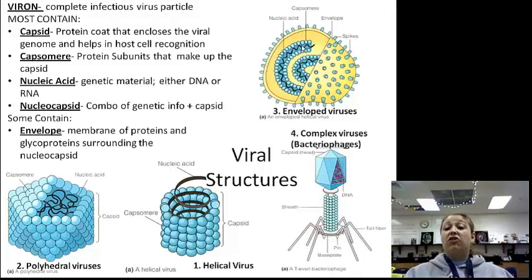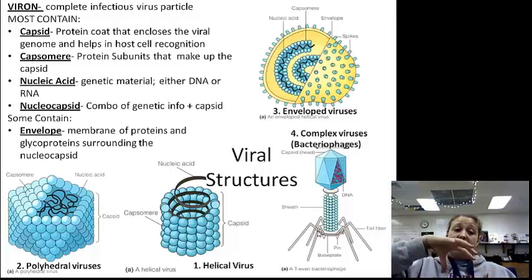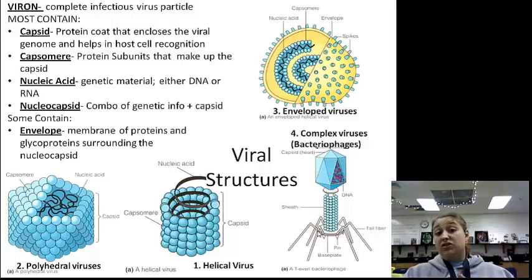Finally, we have our complex viruses, or our bacteriophages. We have the capsid as the head. We have the DNA inside. We've got a sheath. We've got the plate with some pins, and we've got the tail fibers. Now, the base pins and tail fibers help it actually land on the cell. Then it actually squeezes its DNA into the cell. Okay? We'll learn more about that when we talk about reproduction.